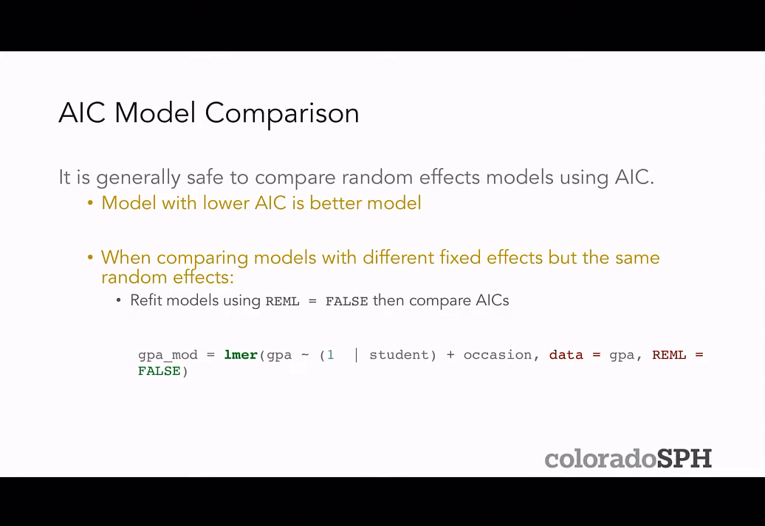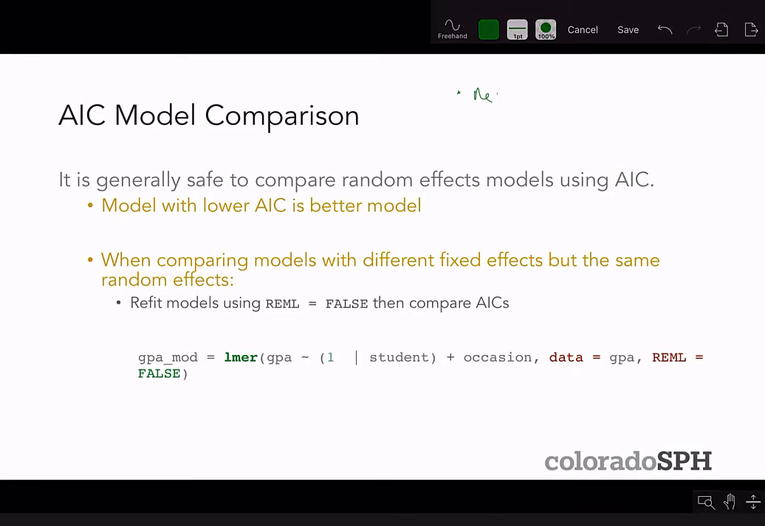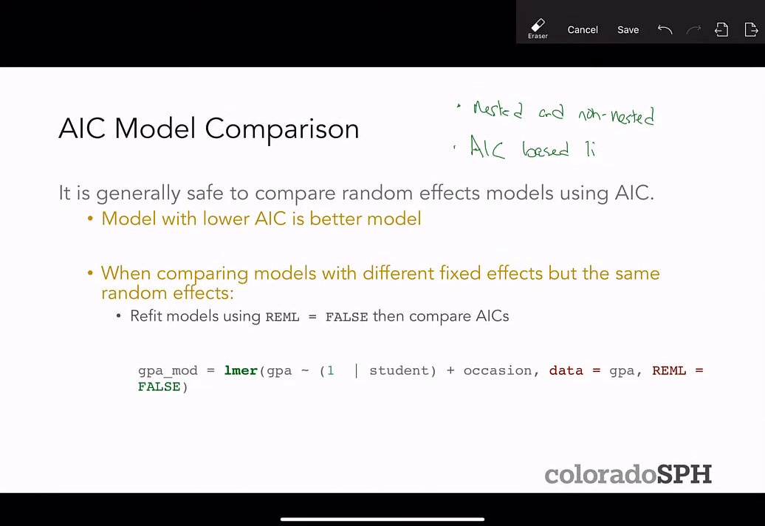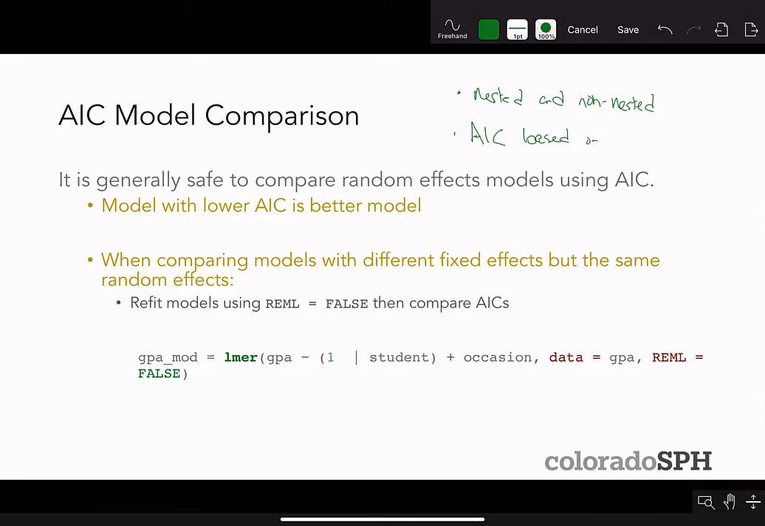So I also want to briefly touch on using AIC for model comparison. We've looked at AIC in previous types of models to compare between different models, and we can use this for both nested and non-nested models. And the AIC is based on the likelihood, the data likelihood given the data. As well, it is generally safe to compare random effects models using the AIC. And we have the same interpretation as we did before, where a lower AIC indicates a better model.